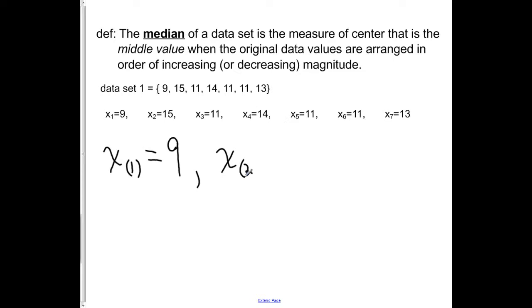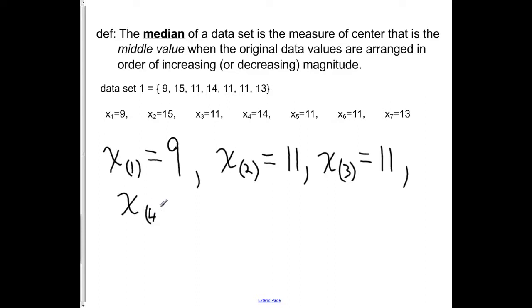All right, now let's look at the second order statistic, x2. It is, let's see, the second number in order. If 9 is the smallest number, I see 11 as the next smallest number. So we're going in ascending order. The next number would be x3, the third order statistic. The third smallest number in order is also 11. And then x4 would be also 11.